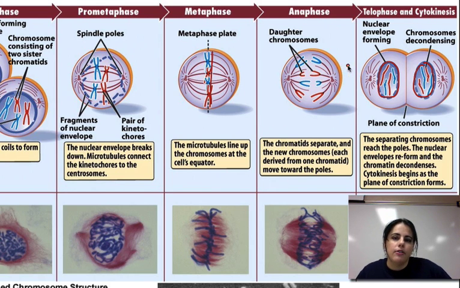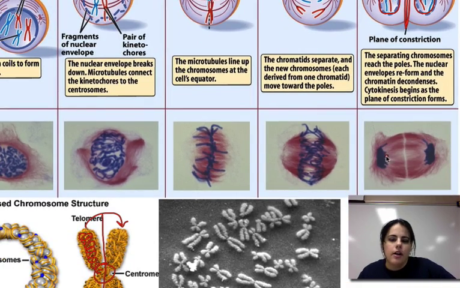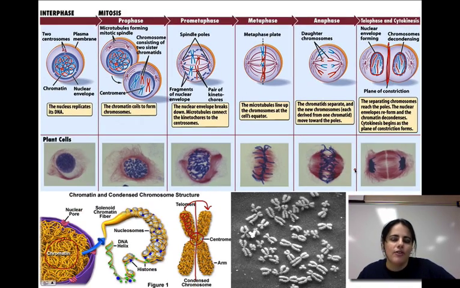The spindle fibers that separated them will go away, and you start to do a process called cytokinesis, where you split the two cells equally. And so you could actually see that process happening here. And hopefully that was a very quick review of the entire process of mitosis.